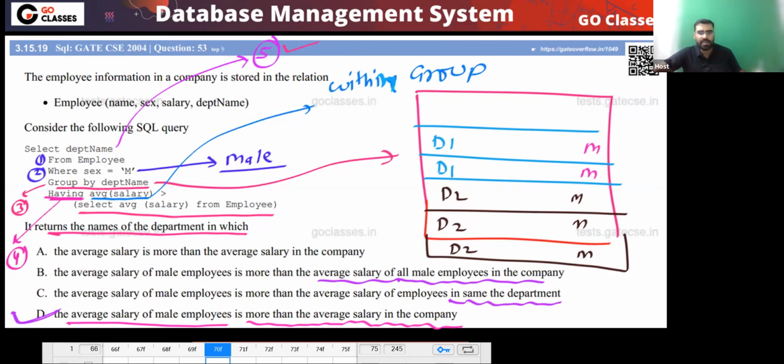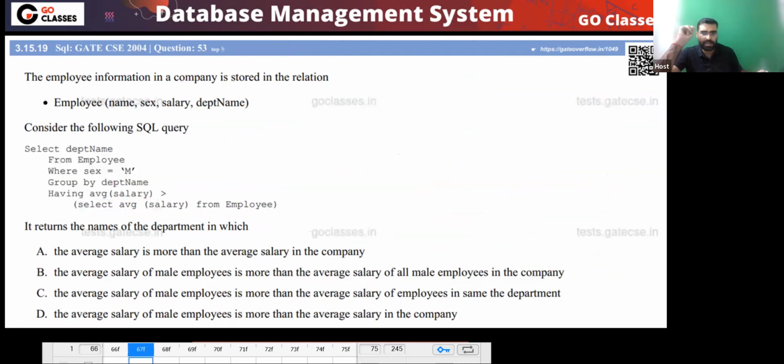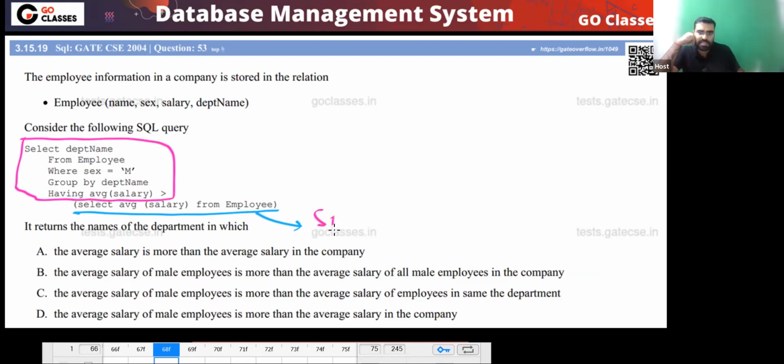This is a simple query, but here few things you need to take care. See, this is a simple query, so this will happen independently. Yes or no? This will happen independent of the outer query. This is the first point you need to notice, that this is a simple subquery.